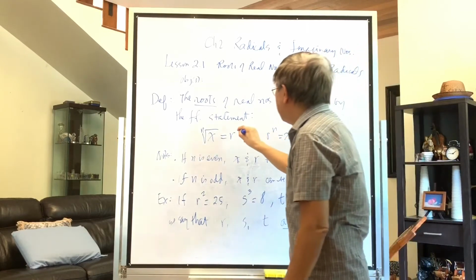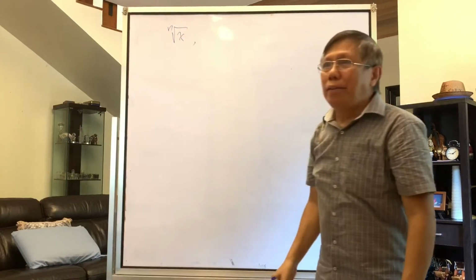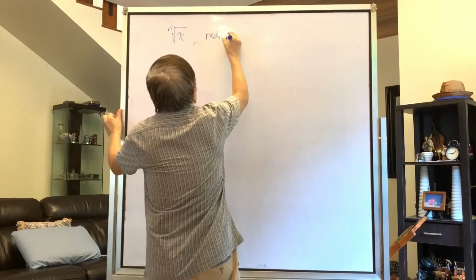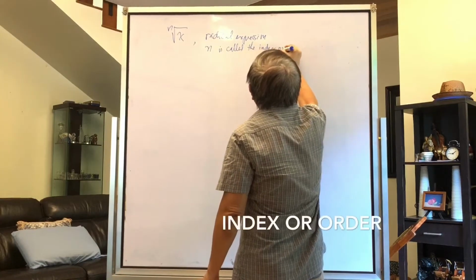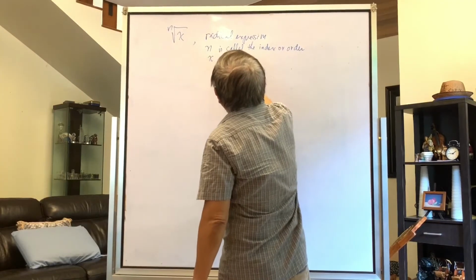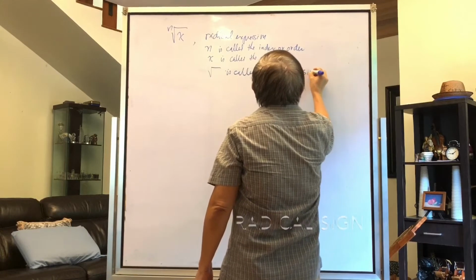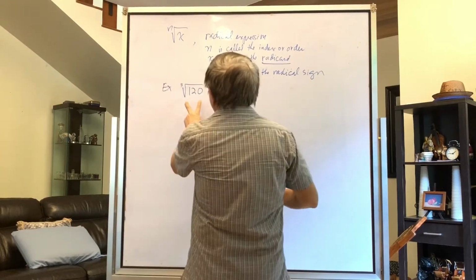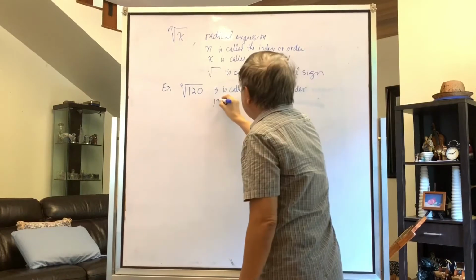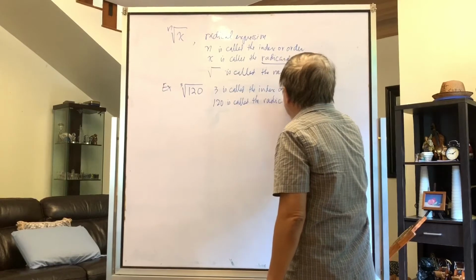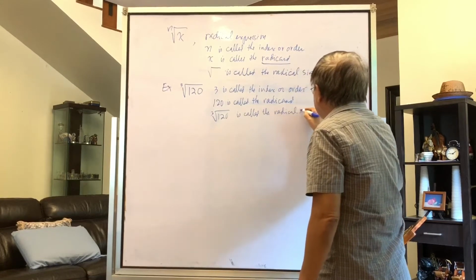Now, let's analyze what this is. Let's consider the nth root of x. The nth root of x is called a radical. This is the radical expression where n is called the index or order and x is called the radicand. This is called the radical sign. Example, cube root of 120. For this radical expression, 3 is called the index or order, 120 is called the radicand, and the whole thing, cube root of 120, is called the radical expression.